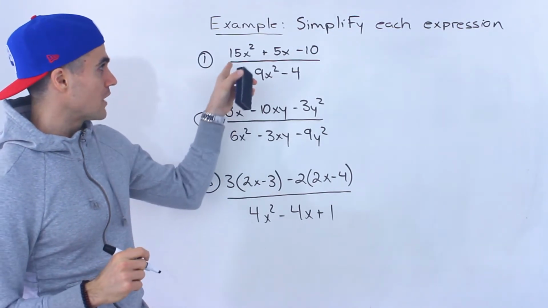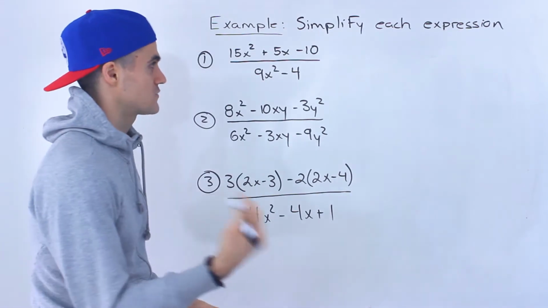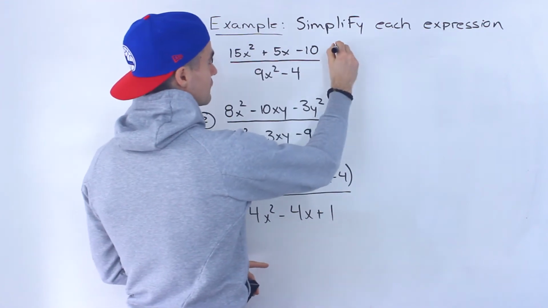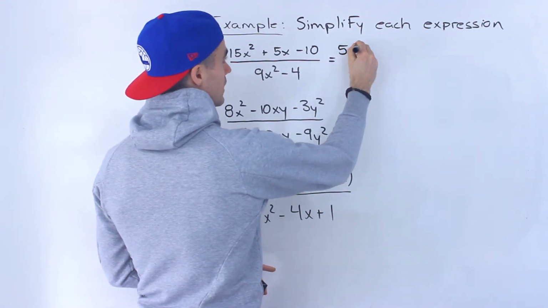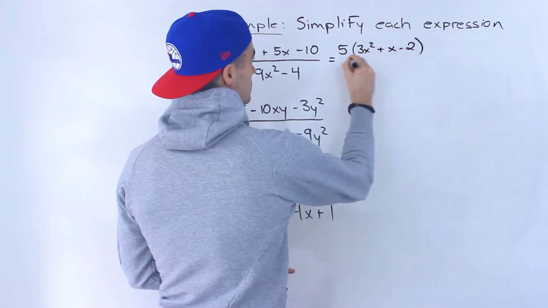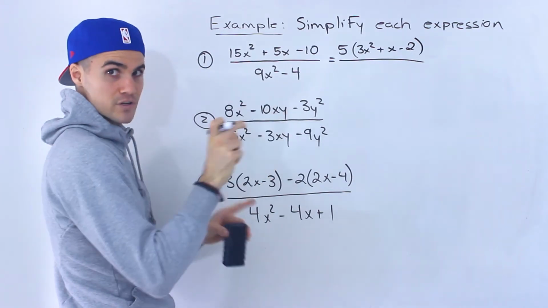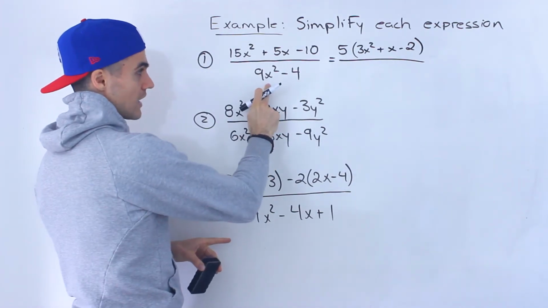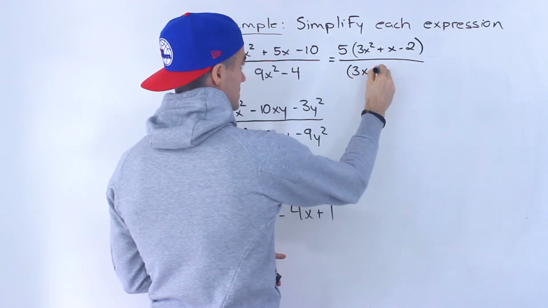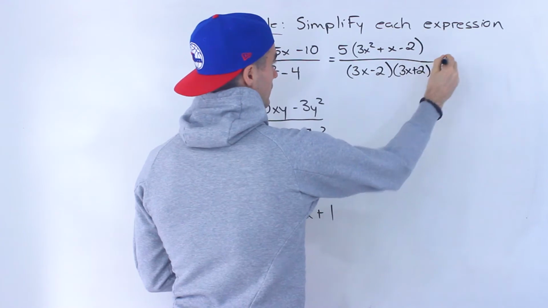So starting with number 1, we've got 15x squared plus 5x minus 10 all over 9x squared minus 4. Notice here, to start, we could actually factor out a 5 from the top. So we would end up with 3x squared plus x minus 2, all over, this here is a difference of squares, this 9x squared minus 4. This would factor into 3x minus 2 times 3x plus 2, like that.